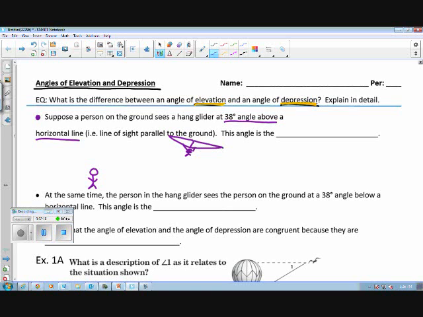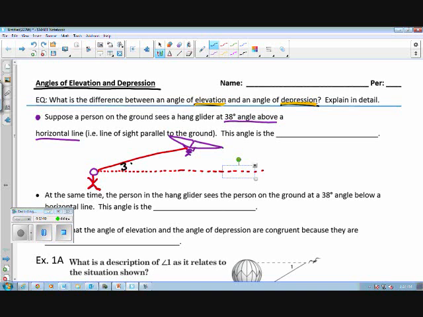Now the person on the ground sees the hang glider at a 38 degree angle above the horizontal line. Now where are this person's eyeballs? Are this person's eyeballs at his toes? No. This person's eyeballs are right here. So this is his line of sight if he looks straight out. Notice it runs parallel to the ground. From that line, he looks up and sees the hang glider. And that angle is a 38, maybe I should use a different color there.